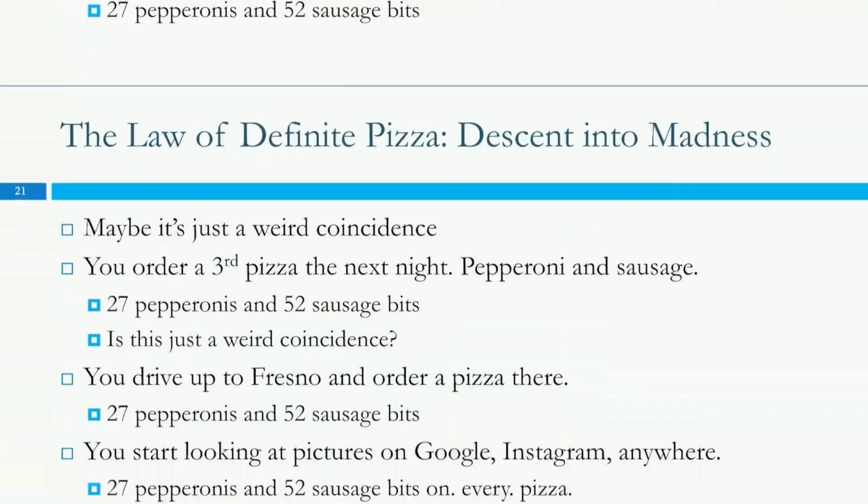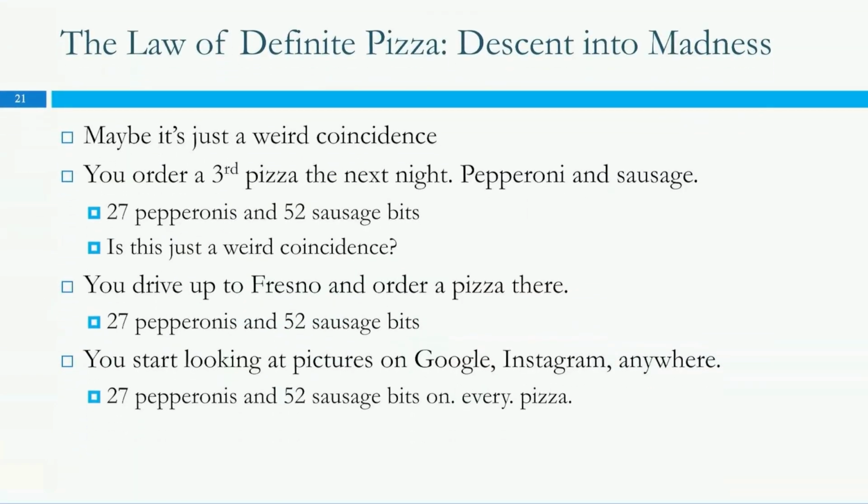So you dig a little deeper. You descend into madness. Maybe it's just a weird coincidence, but you order a third pizza the next night. Different place, pepperoni and sausage. That one's got 27 pepperonis and 53 sausage bits. Exactly the same as the 2 other pizzas, even though it's the third place that you've gotten a pizza from. Is it just a weird coincidence?